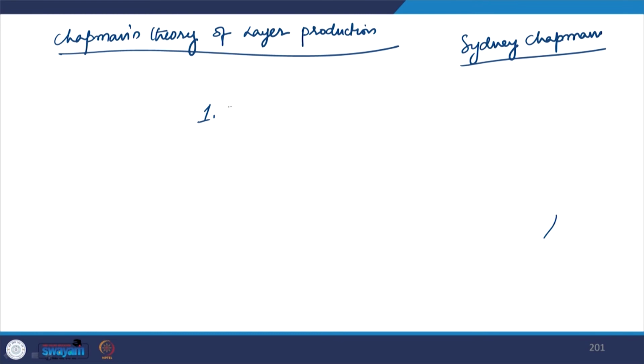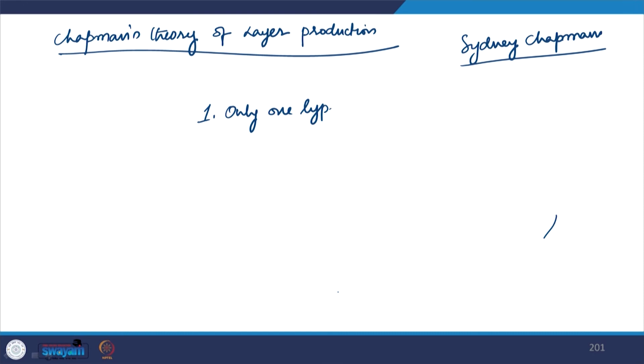Ionization of atmospheric constituents depends on the intensity, the wavelength, and the number density of atmospheric species. So ionization has to depend on the available number of atoms or molecules, the wavelength which is entering the atmosphere, and what kind of atoms are there. Before we start the discussion, there are a few assumptions based on which Chapman's theory of layer production was derived.